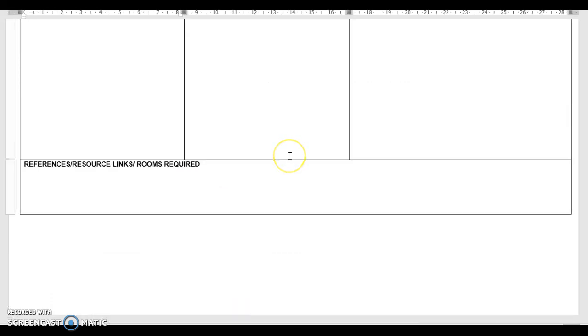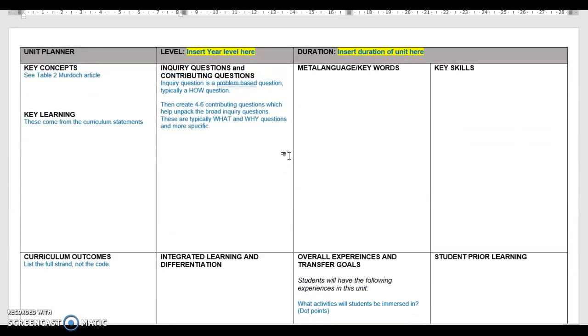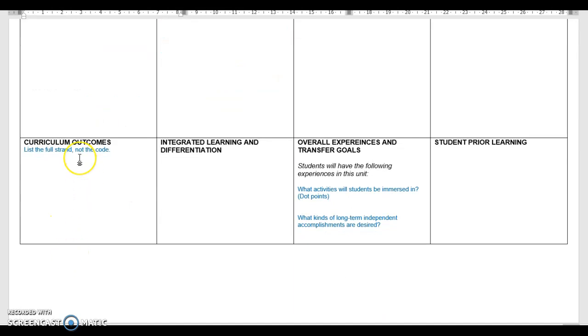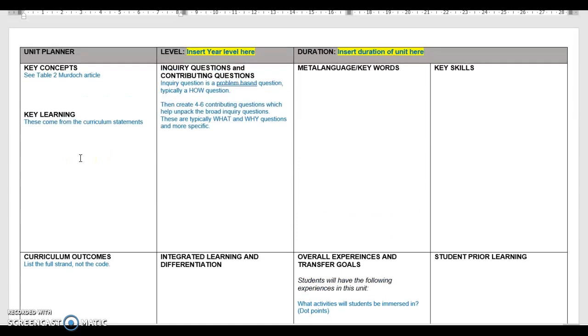So looking at the unit template, insert the year level and the duration. Okay, the key concepts. What key concepts are the students going to be immersed in? Looking at the Murdoch article in table 2, you can list them here. Here, the key learning, coming from the curriculum statements, just summarise here. We've got curriculum outcomes. Don't write the code, write the full strand. You can just cut and paste from the Victorian documents.